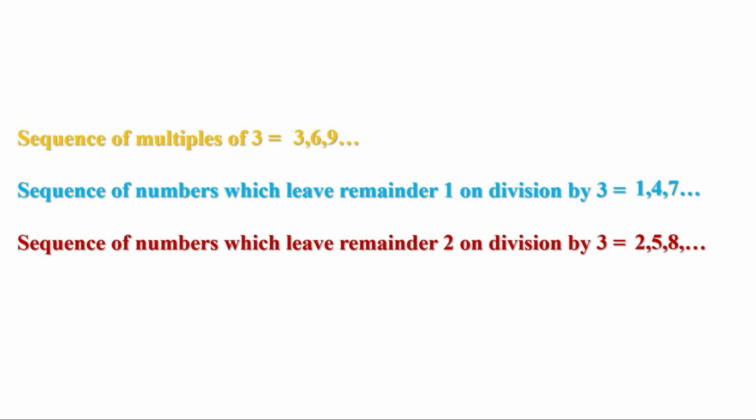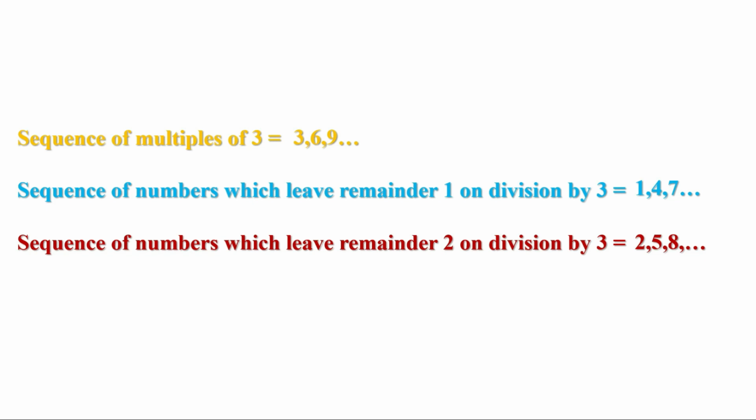When you take all the natural numbers, they can be divided into 3 sequences. The multiples of 3 are the numbers which leave a remainder 0 on division by 3. Secondly, the numbers which leave a remainder 1 on division by 3. And thirdly, the numbers which leave a remainder 2 on division by 3. Here we have seen that all these are arithmetic sequences, and also that their common difference is the same, and that is 3.